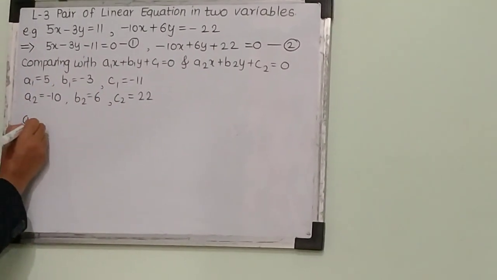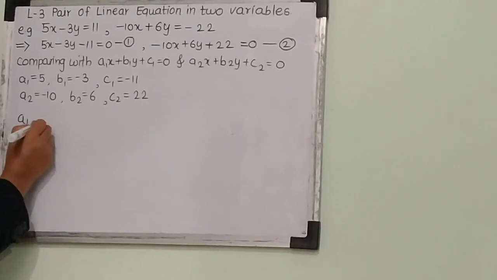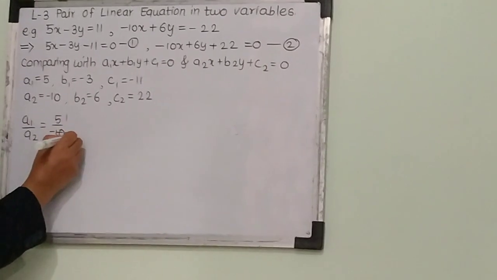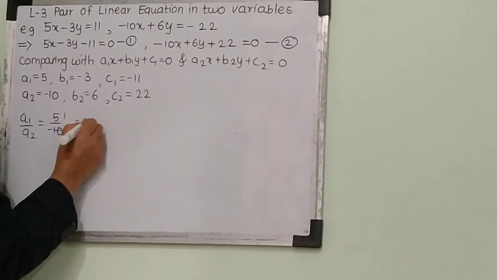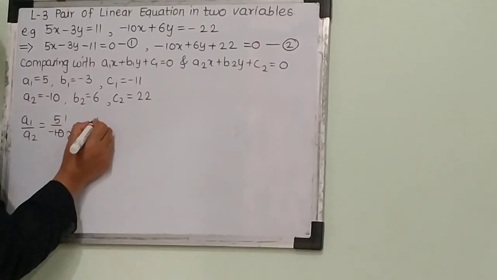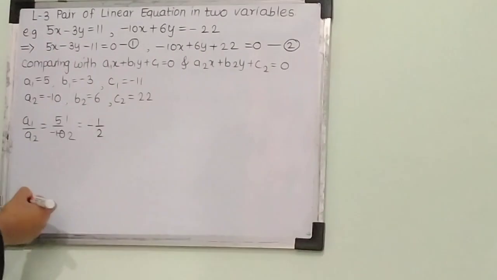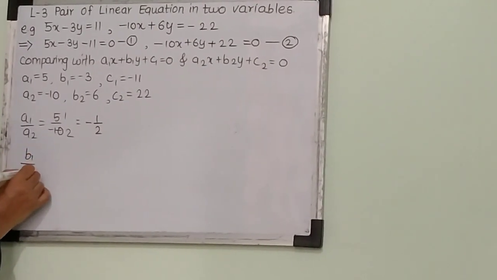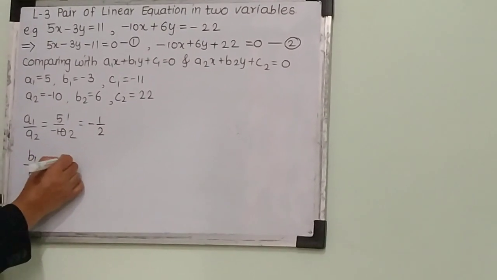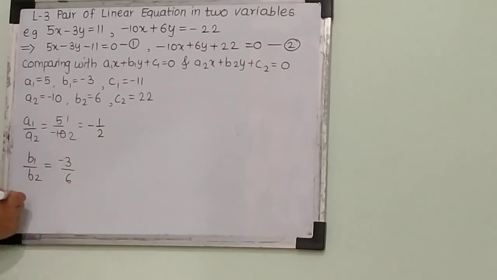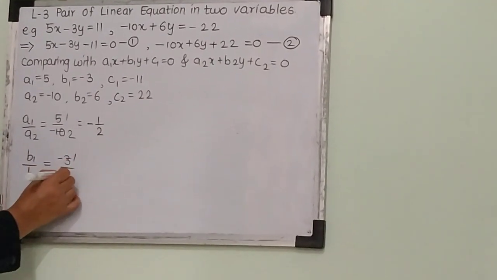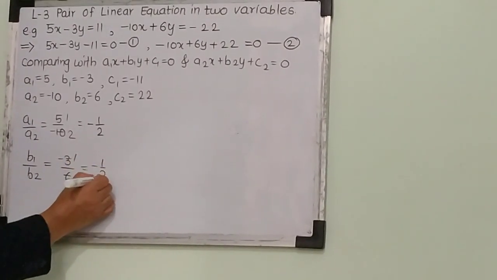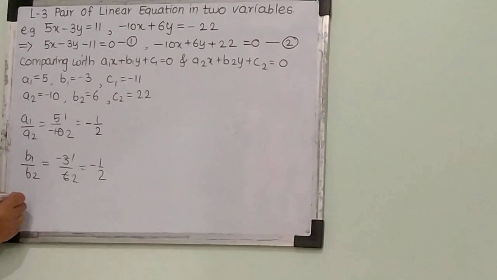Now take the ratio of a1 upon a2. Here 5 upon minus 10, it means we can write 5 ones are 5, 5 twos are 10. So the minus sign comes in the middle, we get the value minus 1 by 2. Secondly, if I take b1 upon b2, b1 value is minus 3 and b2 will be 6. So here 3 ones are 3, 3 twos are 6. So again here we get the ratio minus 1 by 2.